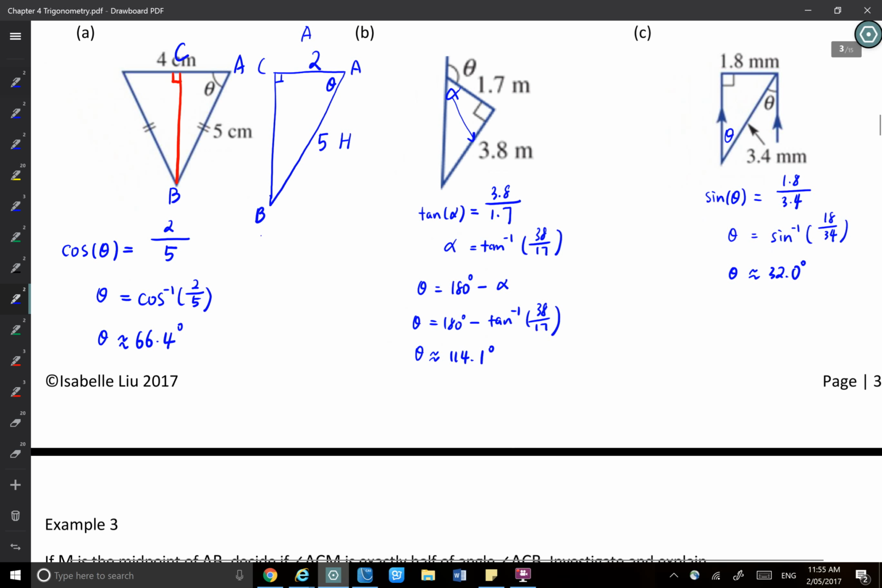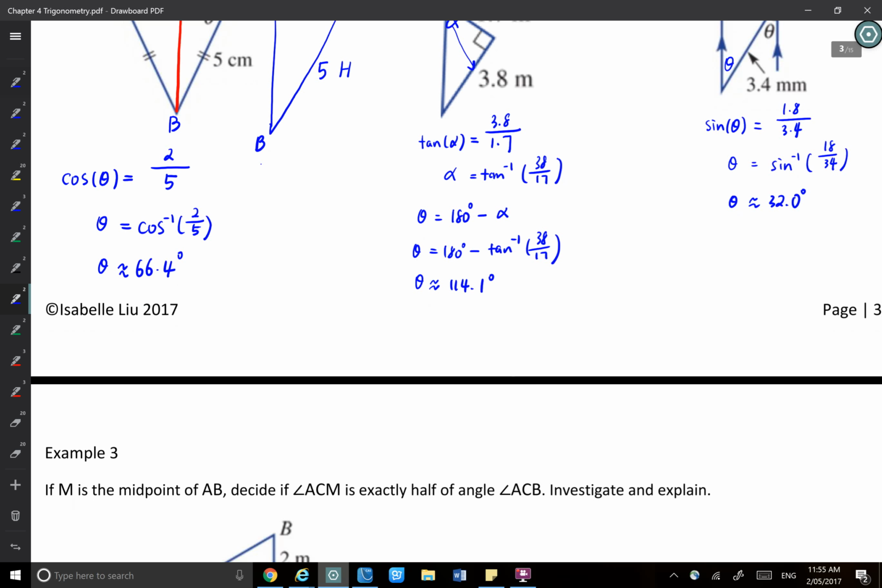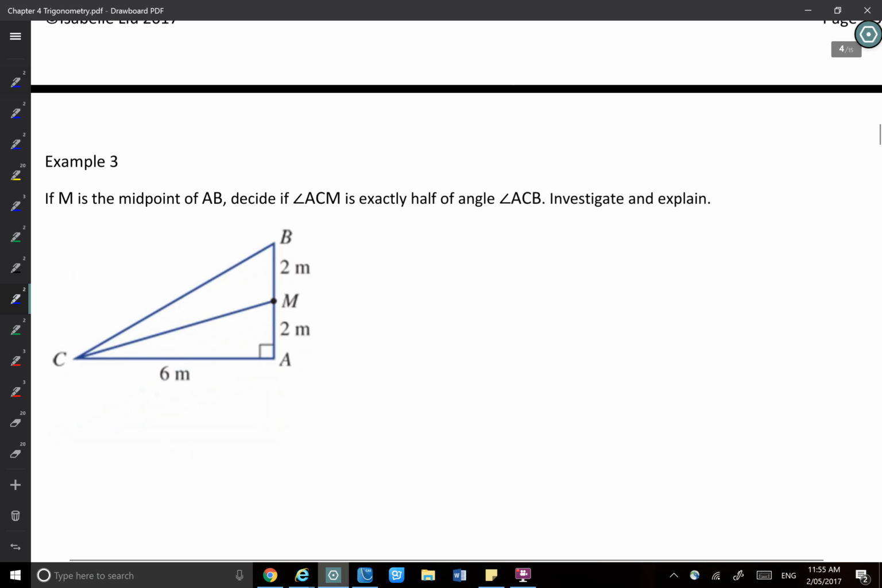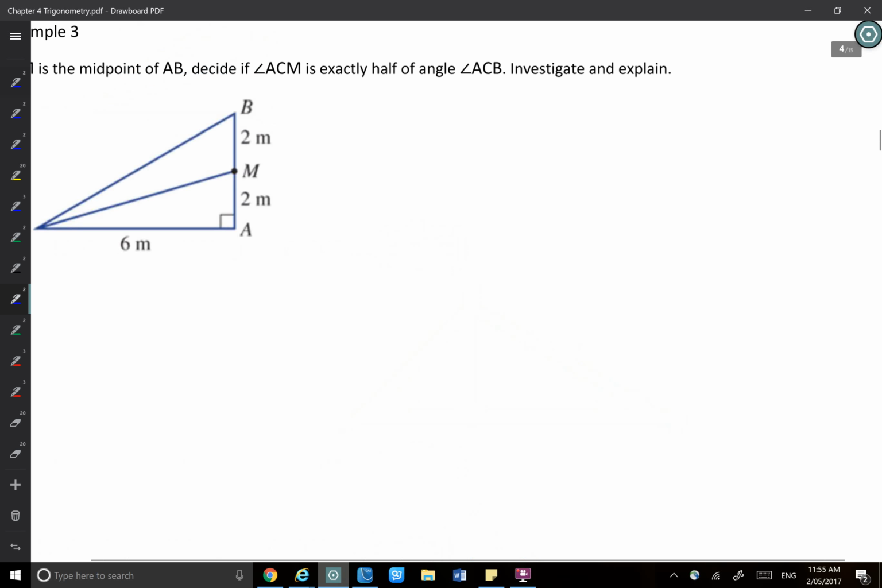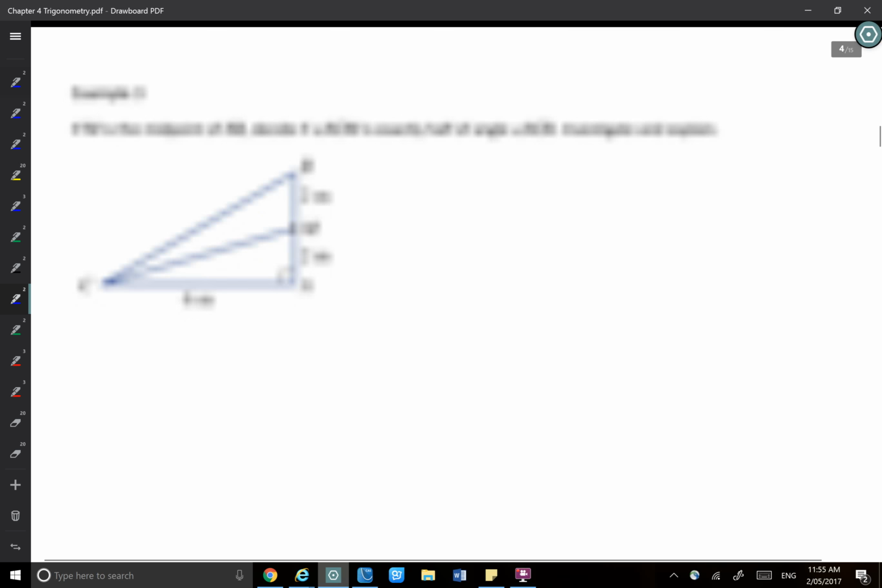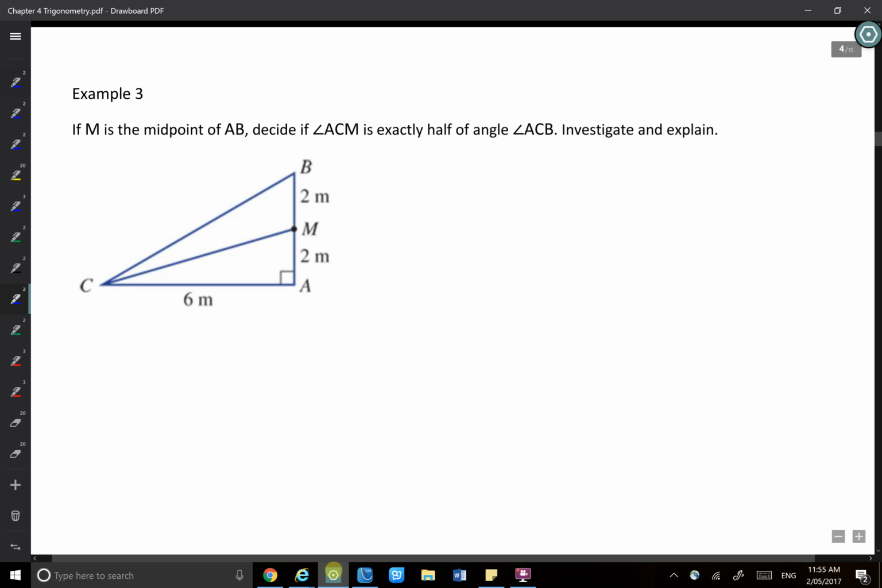That's example 2 and example 3. Okay, example 3. If M is the midpoint of AB, decide if angle ACM, let's say that angle is alpha, is exactly half of the angle ACB. ACB is this angle here. So I want to know whether half of ACB equals alpha. Let's say that is alpha and this angle gives me beta. And angle ACB will equal alpha plus beta.